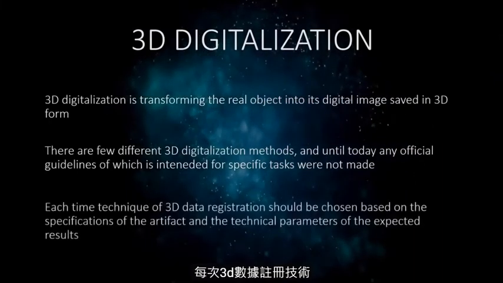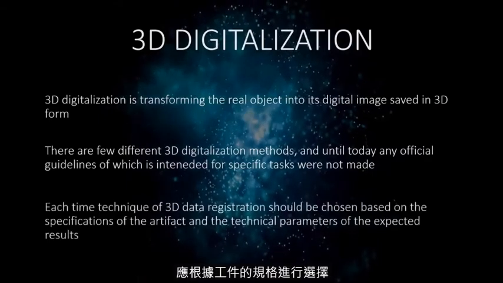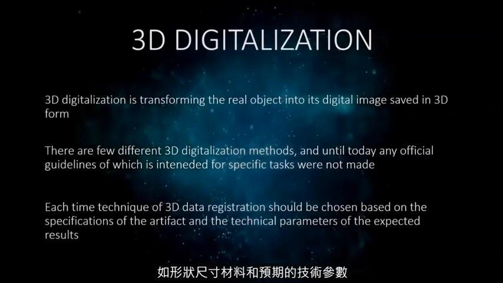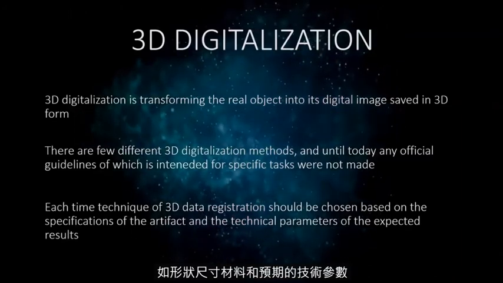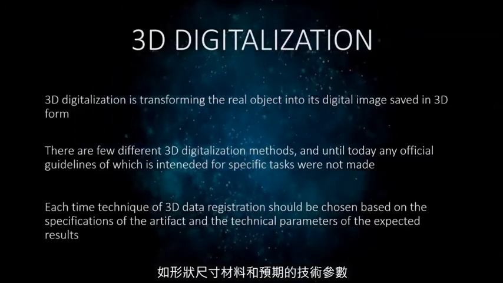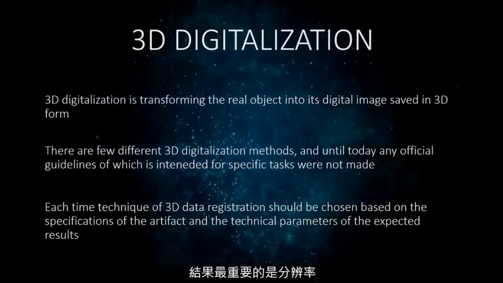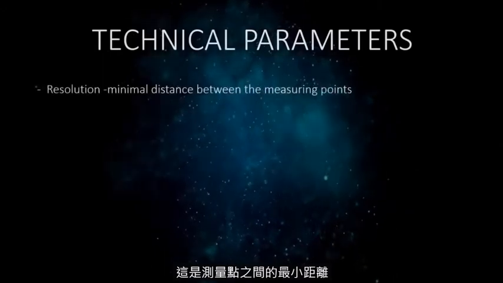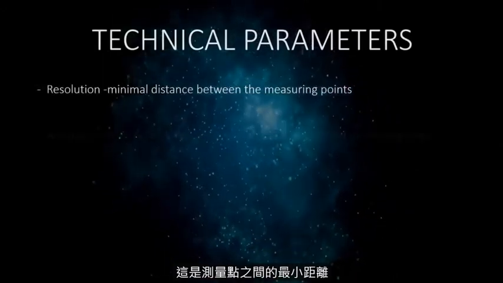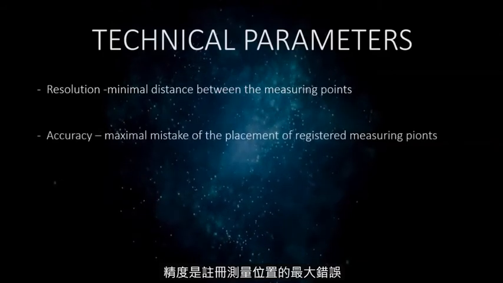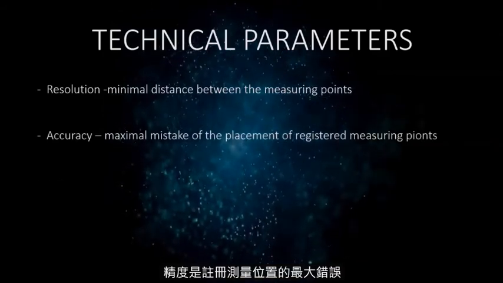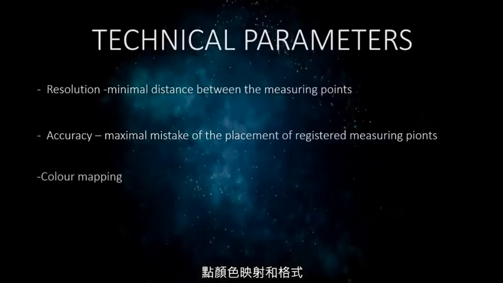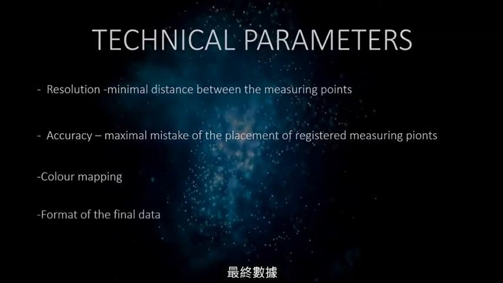Each time, the technique of 3D data registration should be chosen based on the specification of the artifact, such as shape, size, material, and the technical parameters of expected results. The most important are resolution, which is the minimal distance between the measuring points, accuracy, which is the maximal mistake of the placement of registered measuring points, color mapping, and the format of the final data.